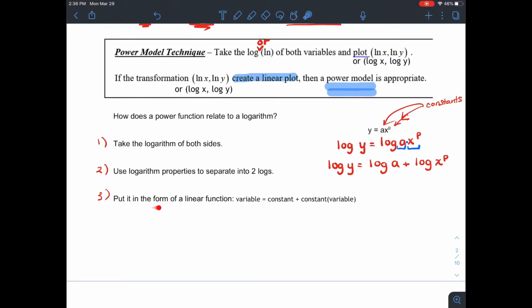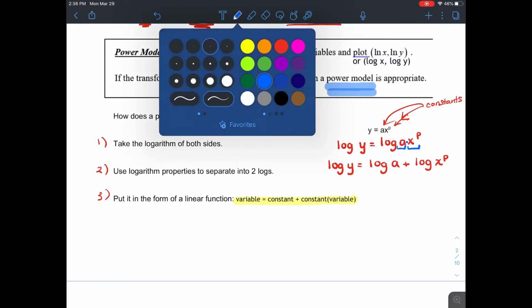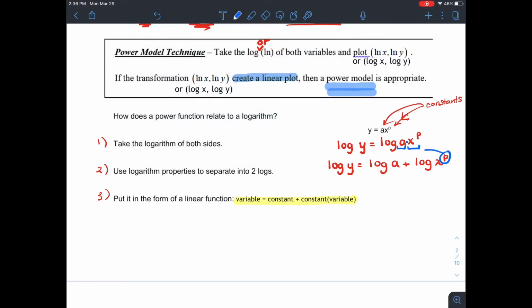Okay, and then we're going to put it in the form of a linear function. Now remember, a linear function generically takes on this format. We want a variable on the left side equals a constant plus a constant times a variable. Now, one last thing I want to do to this here is I'm going to grab this p that's in the exponent, and according to that power property that we reviewed on that opening slide here, we're allowed to pull that exponent on our argument down in front of that logarithm, which would then make it look like this.